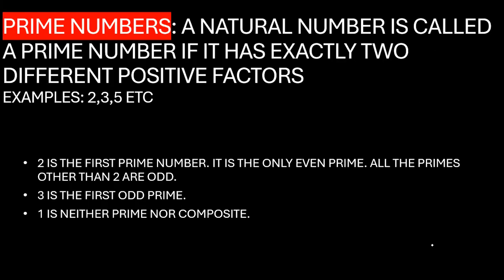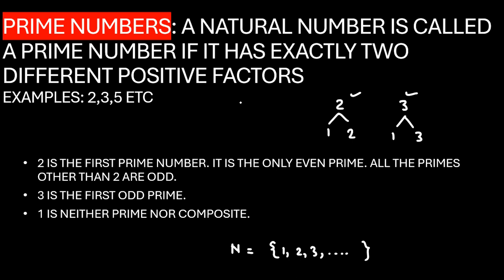Prime number. All of you know about natural numbers. Natural numbers start with 1, the counting numbers: 1, 2, 3, going on in this way. A natural number is called a prime number if it has exactly 2 different positive factors. The number 2 has only 2 different positive factors, 1 and 2. The number 3 also has 2 different positive factors. So these are prime numbers. But if you take 4, it has more than 2 positive factors, 1, 2 and 4. That's why it is not a prime number. A prime number has only 2 different positive factors.